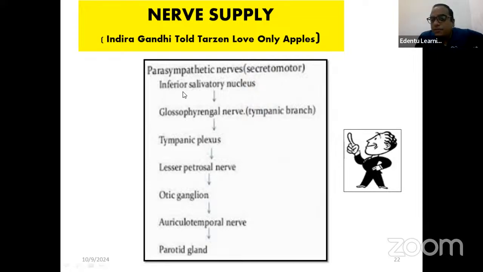I, inferior salivatory nucleus. G, glossopharyngeal nerve. Told Tarzan, tympanic branch, tympanic plexus. Love only apples. Love, lesser petrosal nerve. Only, otic ganglion. Apples, auriculotemporal nerve. So through the auriculotemporal nerve, it will get inserted into the parotid gland. So see the textbook, see the diagram. The auriculotemporal nerve is the nerve which is entering the parotid gland. Now the concept will be very clear.